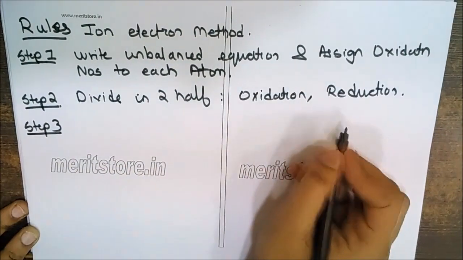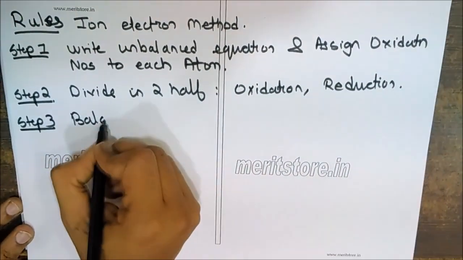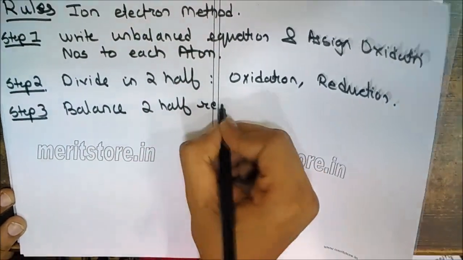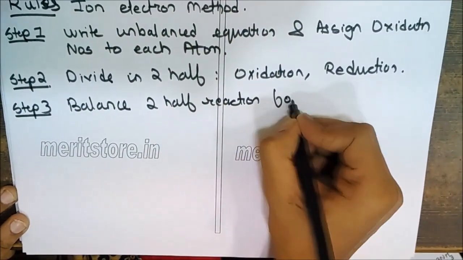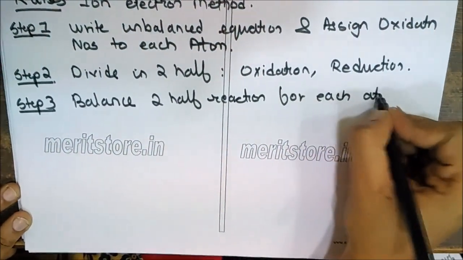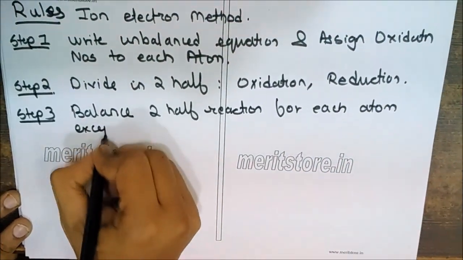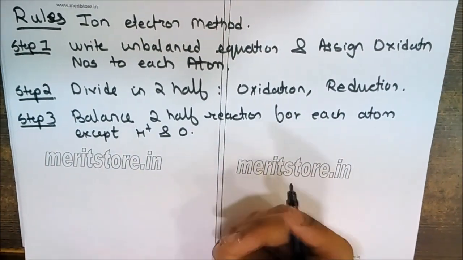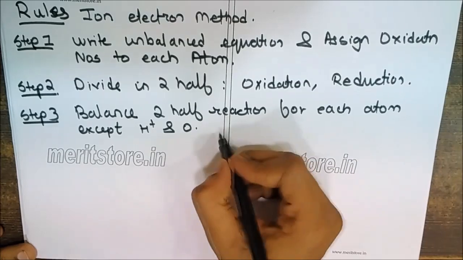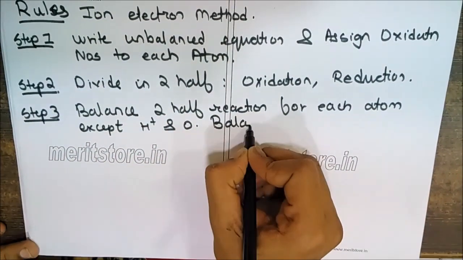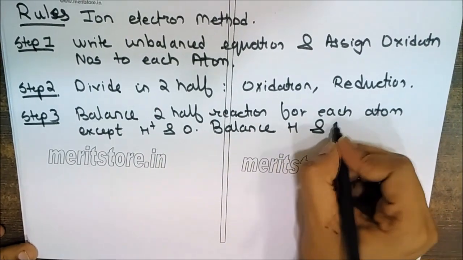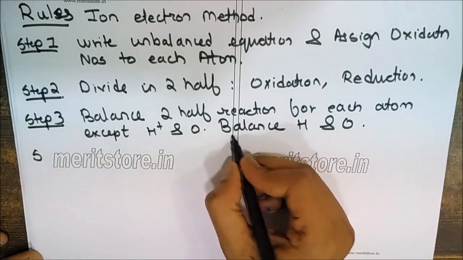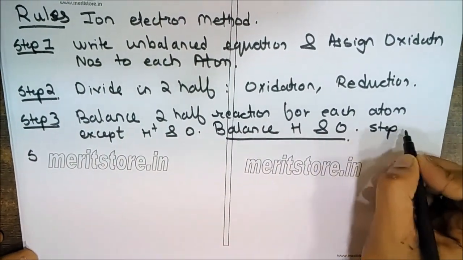Now after this, these two half reactions, we will have to balance them for each atom, except hydrogen and oxygen. Okay, except hydrogen and oxygen. Then after you have balanced it for every atom, you will balance for hydrogen and for oxygen. All right. Next. So this balancing of hydrogen and oxygen would actually be your step 4.